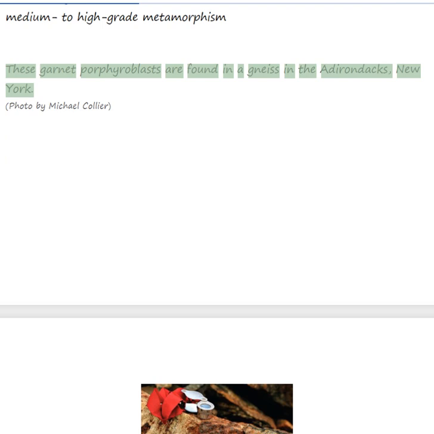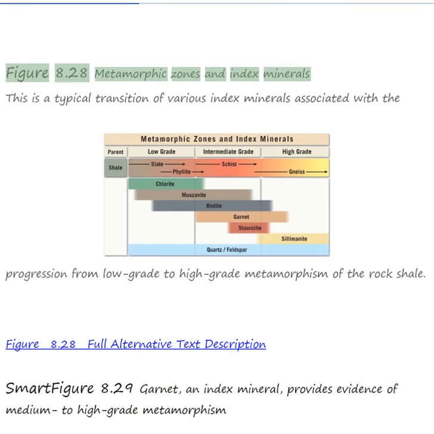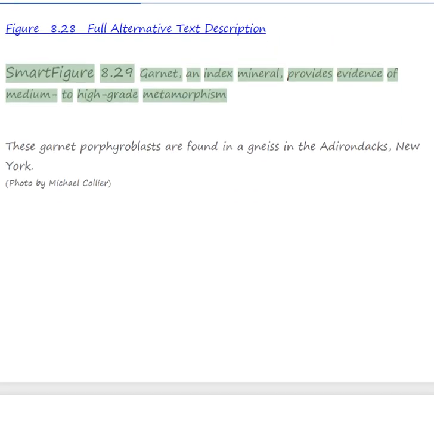These garnet porphyroblasts are found in a gneiss in the Adirondacks, New York. Figure 8.28 Metamorphic Zones and Index Minerals. Smart Figure 8.29 Garnet, an index mineral, provides evidence of medium to high-grade metamorphism.